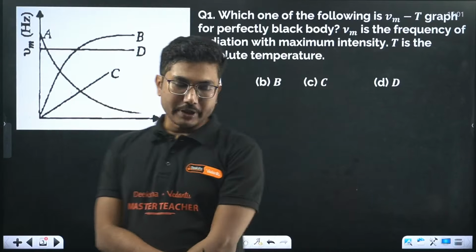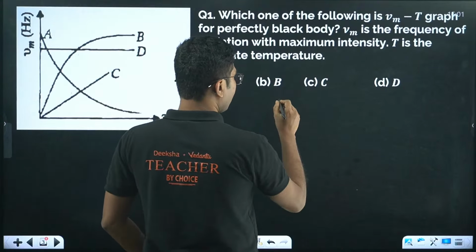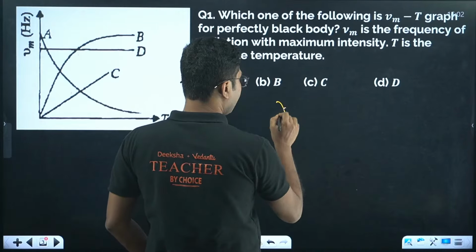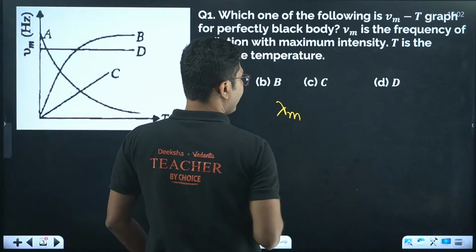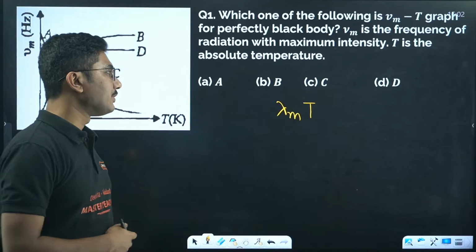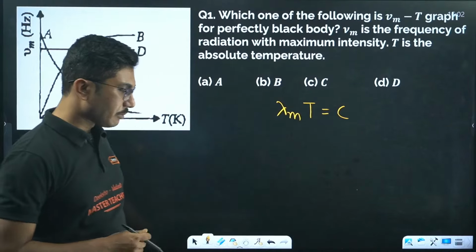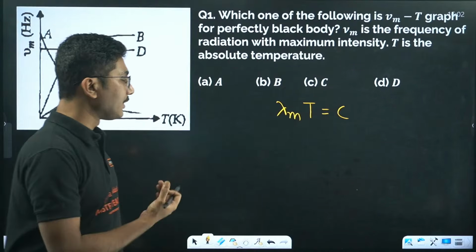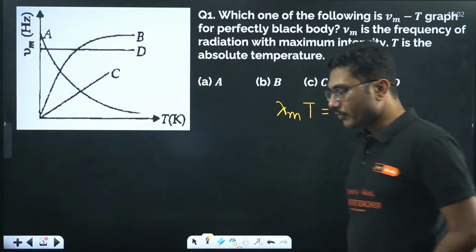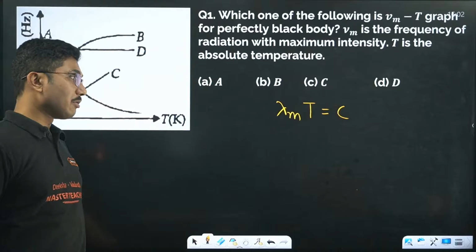Okay, so it is related to Wien's displacement law, which states that for a perfectly black body, lambda m, that is the wavelength at maximum intensity, into the temperature of the object, is equal to a constant. This formula is very useful because we can determine the temperature of a star using it. But here they have not asked you about the wavelength, they asked you about frequency.